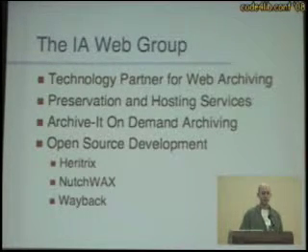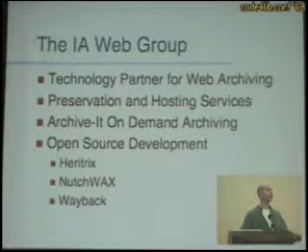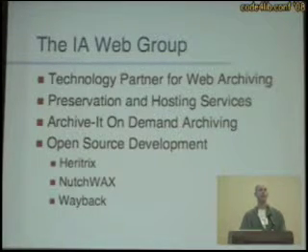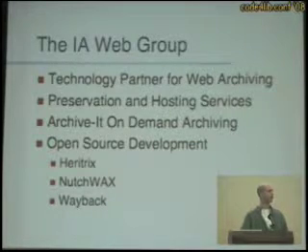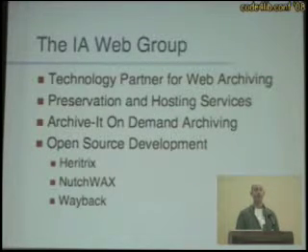So the Internet Archive Web Group is a technology partner for web archiving. There are national libraries all over the world that have started using us to do contract crawls for all of .fr, for example, or all of .au. The British Library, the Library of Congress, so crawls of all of .gov. So, large-scale web archiving. A part of the web group is a team devoted just to doing that sort of activity. We do preservation and hosting for some of those collections.